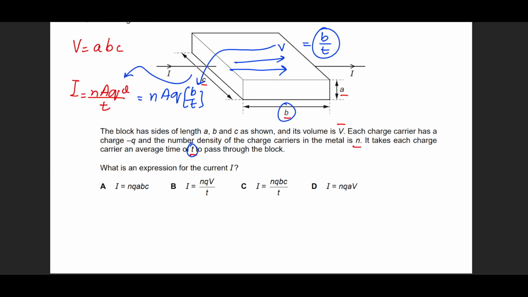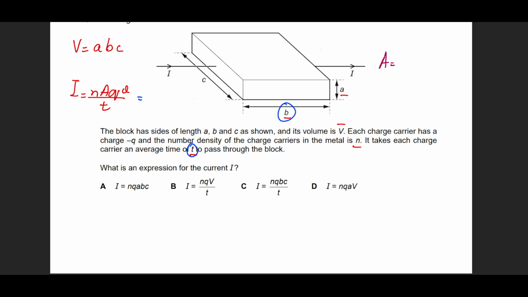Let's look at the cross-sectional area. So cross-sectional area is actually this. Let me erase this to make space for this. So what is a cross-sectional area? Cross-sectional area is this one. So this can be found by multiplying A with C. So AC is cross-sectional area.